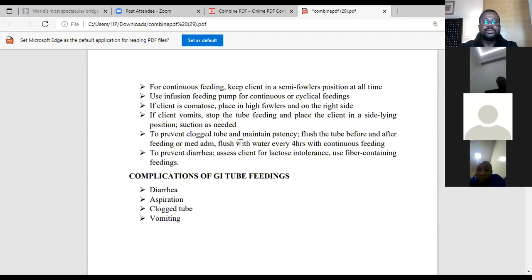Now, to prevent clots: like I said, some medications come in granules, and maybe the tube gets clotted, or maybe you did not flush. Sometimes you have to flush maybe 150 mils or 100 mils every 4 hours, and if you did not flush, the tube will get clogged. So you have to prevent clogging of the tube by always flushing as prescribed. You have to flush before and after administering medication, and every 4 hours, or as prescribed by a physician.